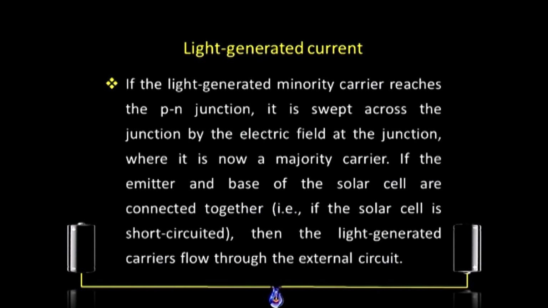If the emitter and the base of the solar cell are connected together, that is, if the solar cell is short circuited, then the light generated carriers flow through the external circuit and no power will be generated. The photovoltaic effect is mainly the basis of the combination of P-N junction. The collection of light generated carriers does not by itself give rise to power generation.